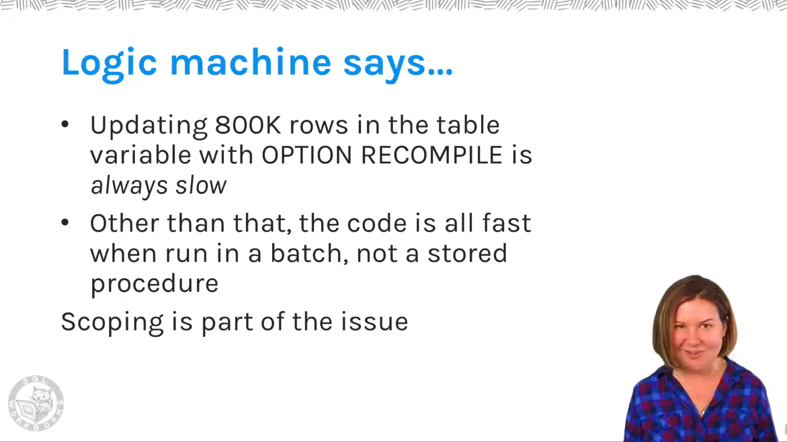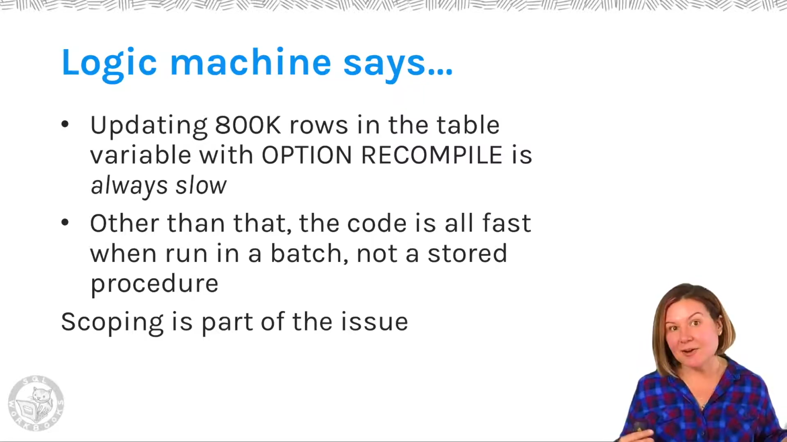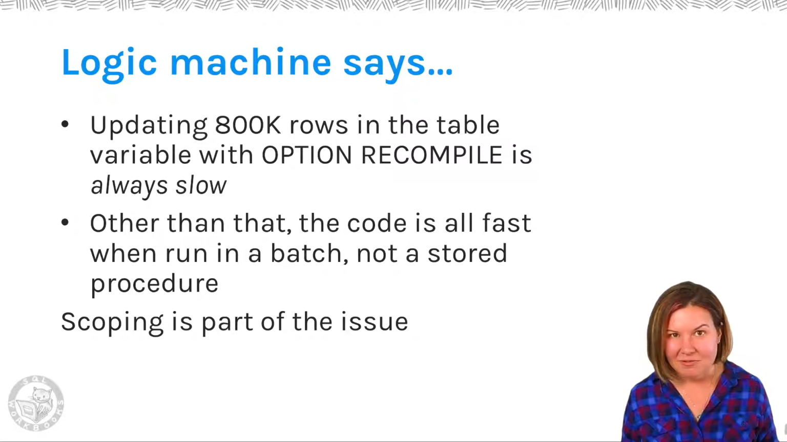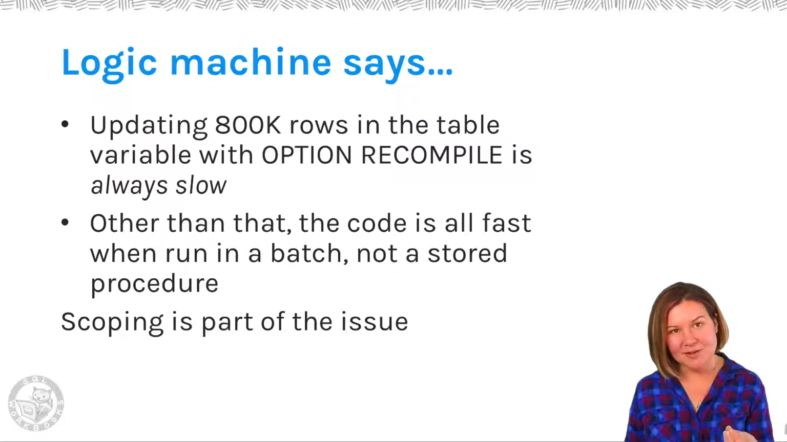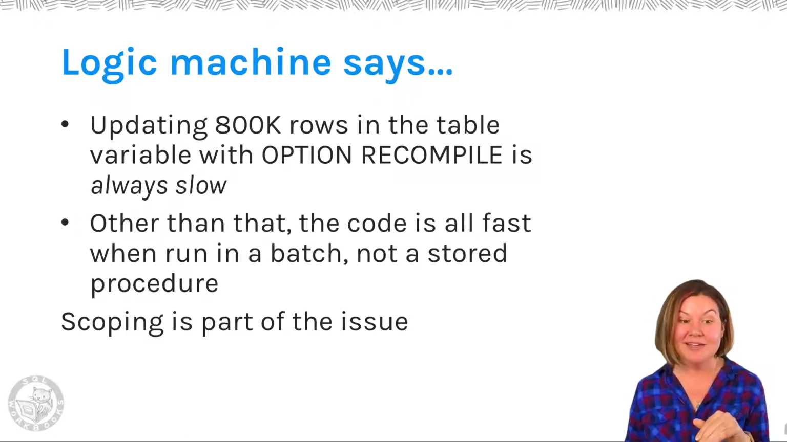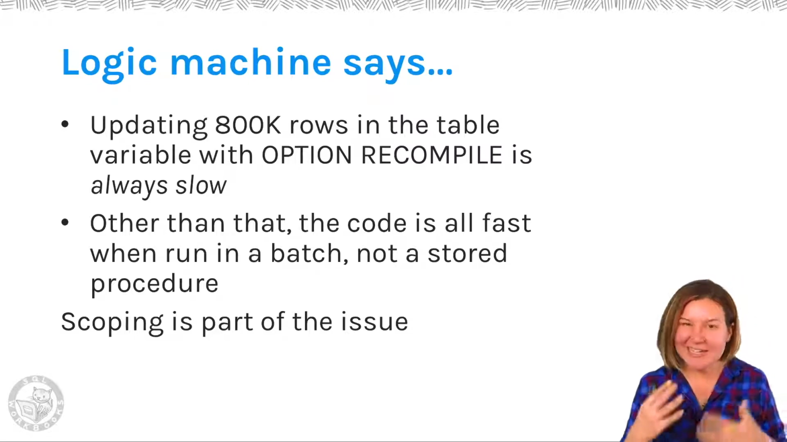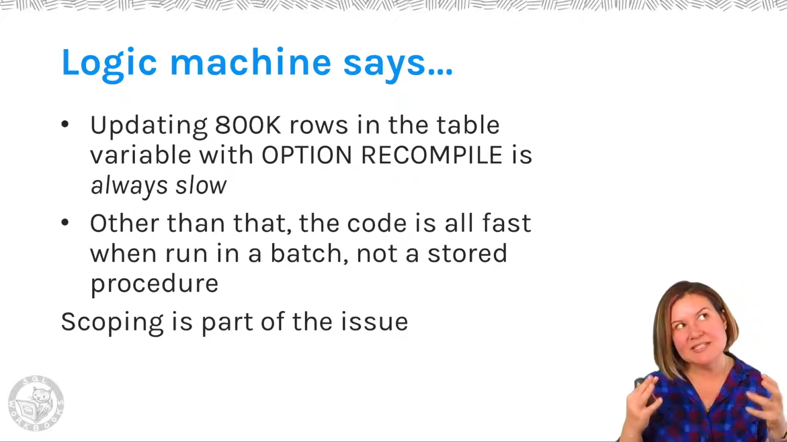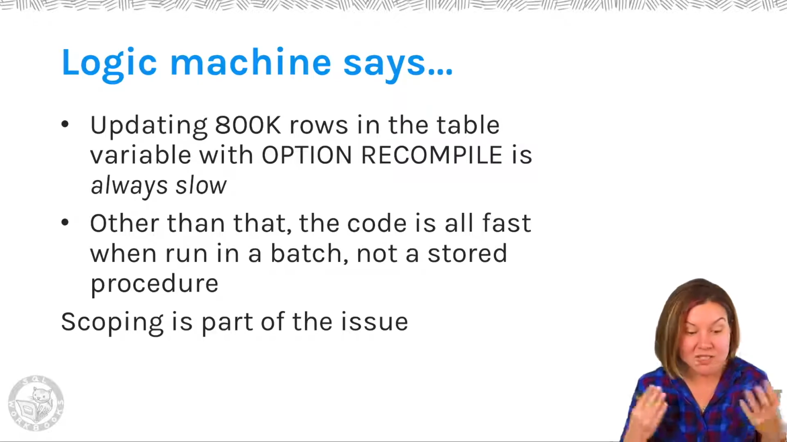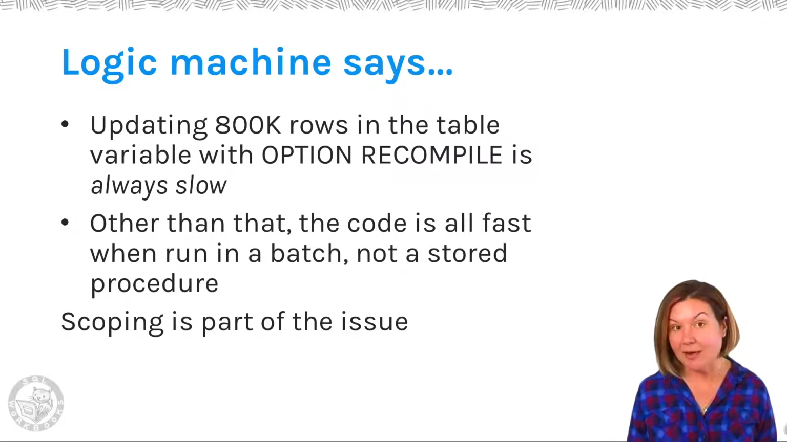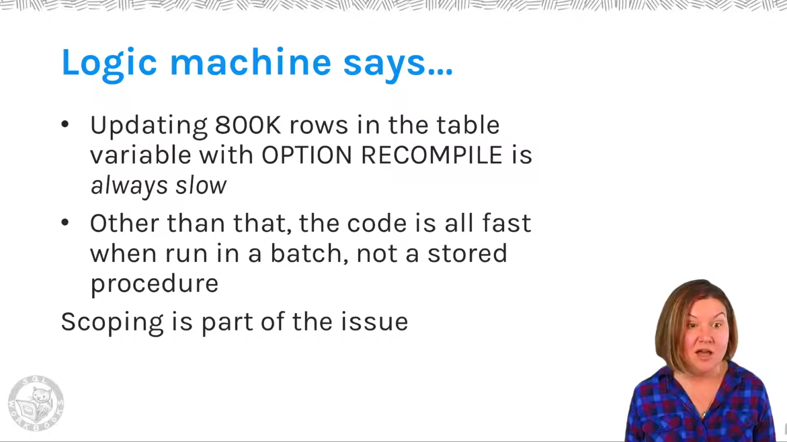This is kind of a complex thing, right? So there's one pattern we have that's just always slow. Updating the 800,000 rows in the table variable with a recompile hint is always slow. But other than that, when it comes to the temp table, there is something to do with scoping. We don't have the problems with this temp table outside of the context of a stored procedure.